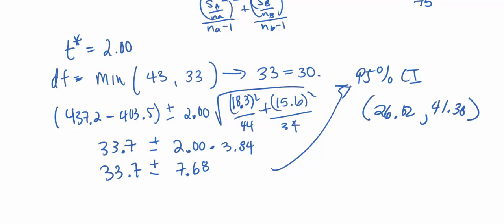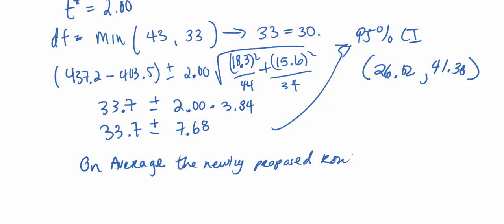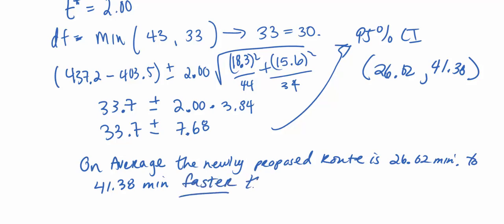So what does this mean? If we were to interpret this confidence interval, we could say, on average, the newly proposed route, aka route B, is 26.02 minutes to 41.38 minutes faster than the old route, or essentially route A. This is how you can calculate a two-sample T confidence interval.